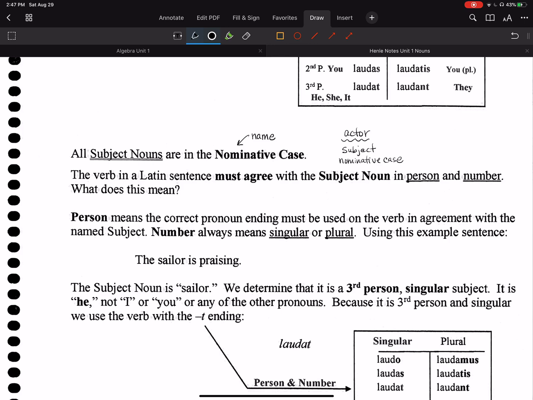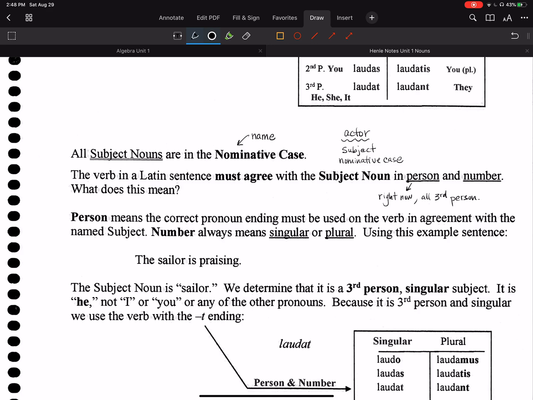And if that noun, who is our actor, is plural, then we would use the nominative plural ending on that noun. So our verb must agree with the subject noun in person and in number. I said all of our persons are going to be third person. It's either going to be he, she, or it, or it will be they. So we don't have to worry about this right now. Right now, it's all third person. So you do not have to fret about this part.